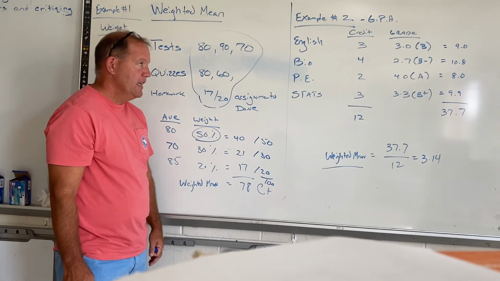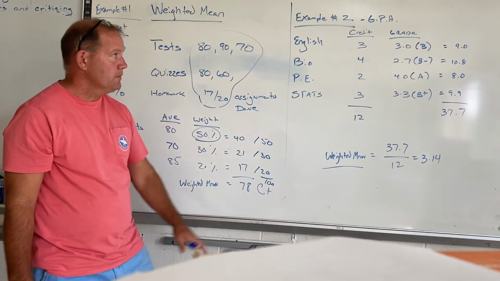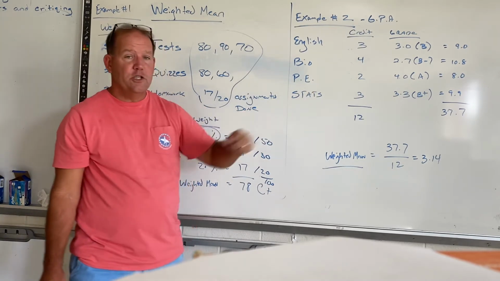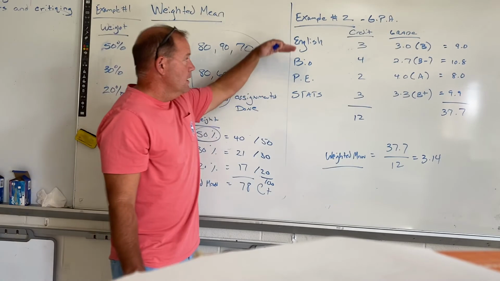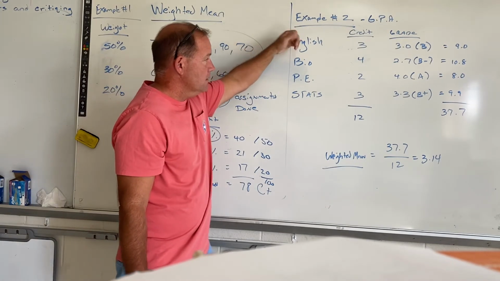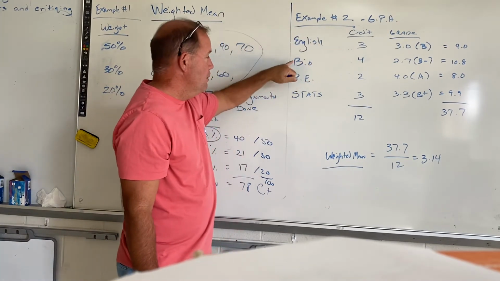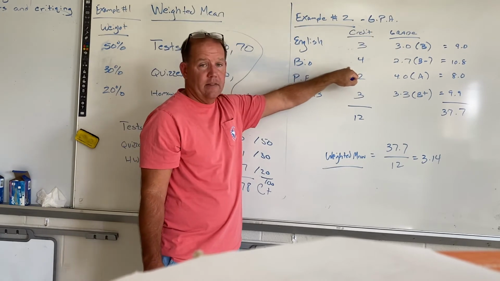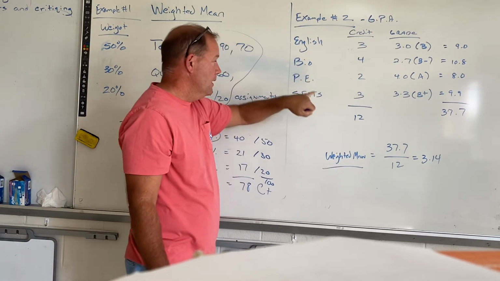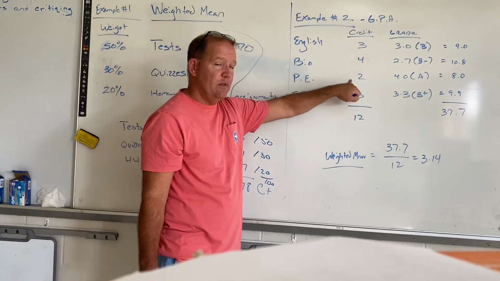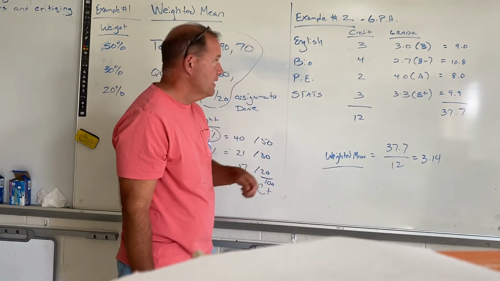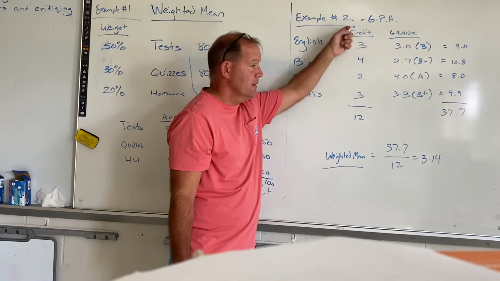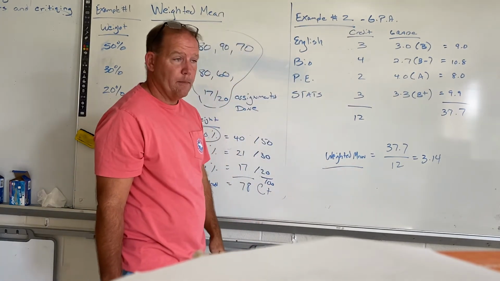Okay. The second example is finding your GPA. Okay. When you take courses in college, English course, 3 credits. Biology course might be 4 credits because you have a lab. You're going to be there more time. PE, not as much time, maybe 2 credits. And your stat class, 3 credits. Okay, so you have 12 credits here, 12 total credits.